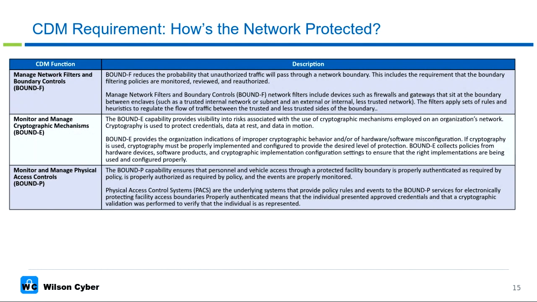Physical access control systems are the underlying systems that provide policy rules and events to the bound P services for electronically protecting facility access boundaries. Properly authenticated means the individual presented approved credentials and the cryptographic validation was performed to verify the individual is as represented.